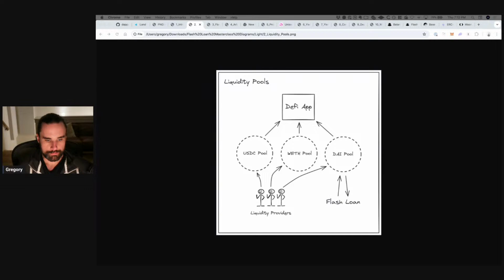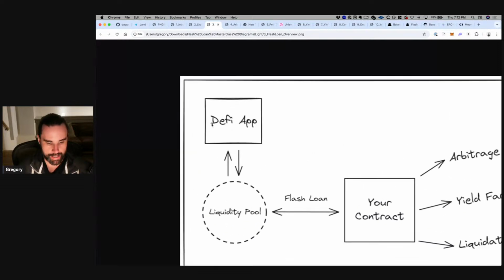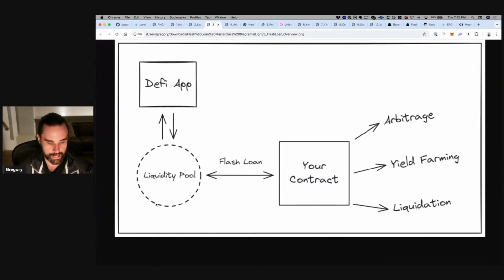Whenever you are taking out flash loans, it's going to look like this. Basically, you have a DeFi app. It has a liquidity pool in the back end, which is just a giant reservoir of money. Then you're going to create a smart contract that talks to this liquidity pool. It takes out the flash loan and pays it back. And this smart contract can do whatever you want with the money, like arbitrage, yield farming, or liquidation. Those are the top use cases for flash loans.